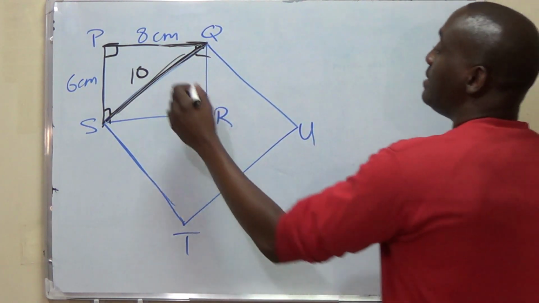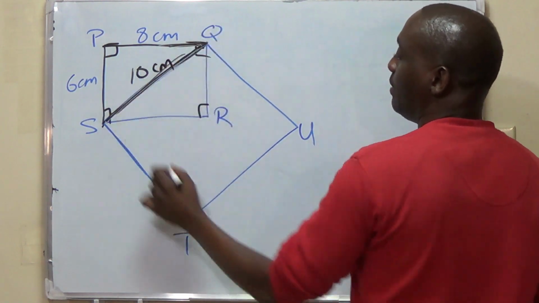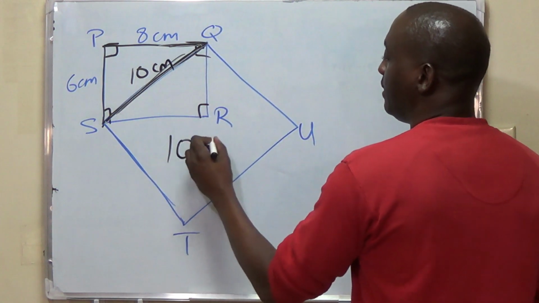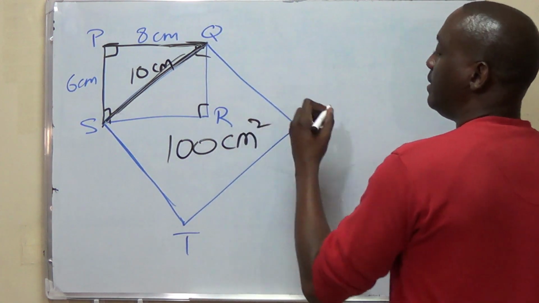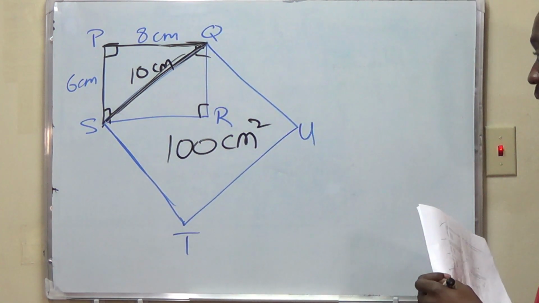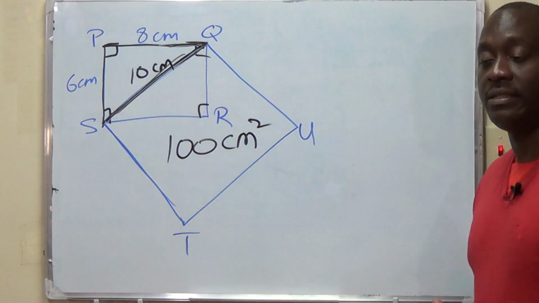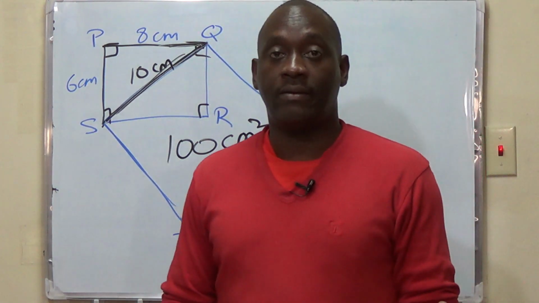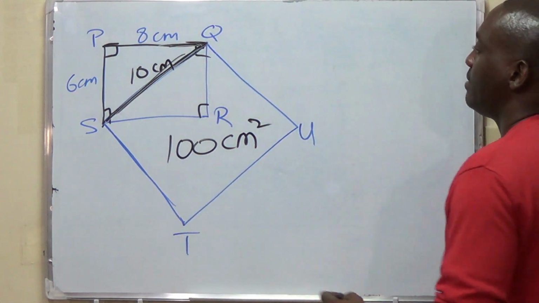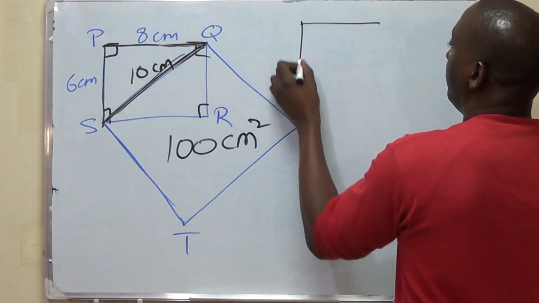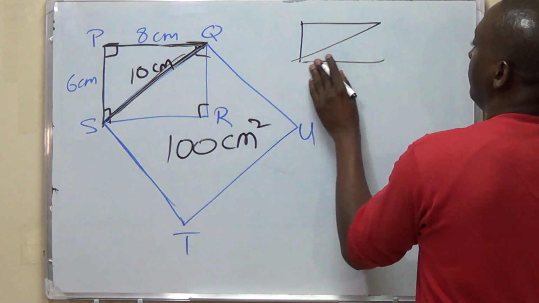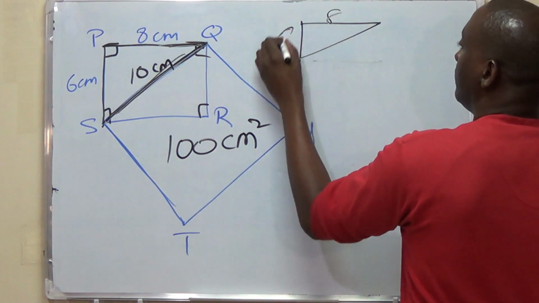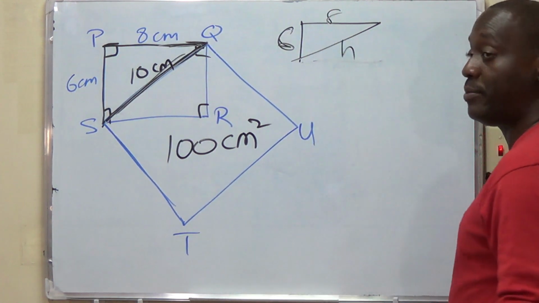And if SQ is 10 centimeters, then the area of this square QSTU would be 10 by 10, which is 100 centimeters squared. Now, maybe we didn't have that committed to memory, but there is always Pythagoras theorem. Good? Pythagoras theorem, we have, right? Sorry, we have 6, we have 8, and we call this H for hypotenuse.